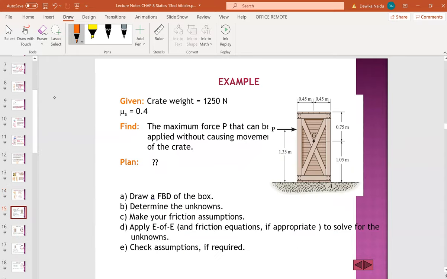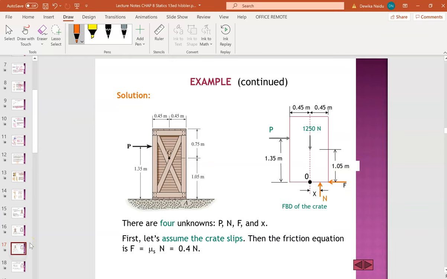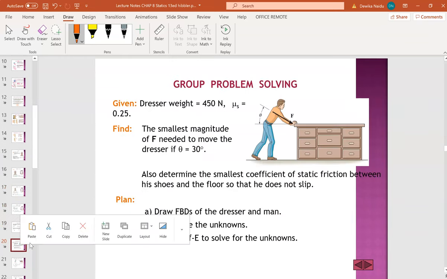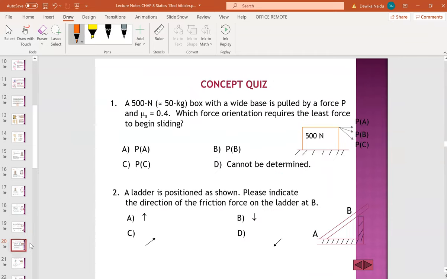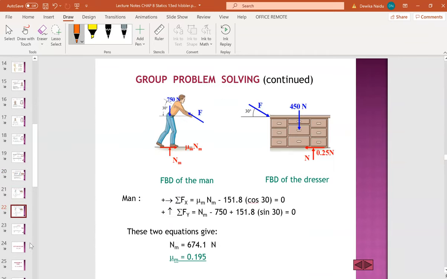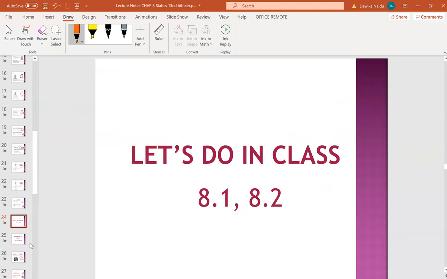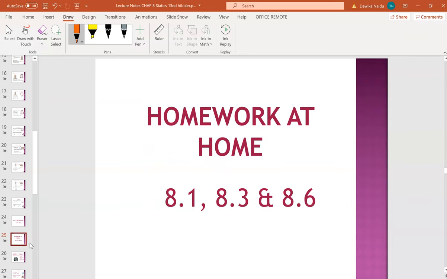So let's solve an example. I'm going to solve the example from the textbook. Literally, these examples you can just go through by yourself. It's very, very easy. I've actually provided you the slides, so you can do it by yourself. I'm going to explain to you two examples here, 8.1 and 8.2, and then I will give you some homework. Okay, let's move on to the example itself.